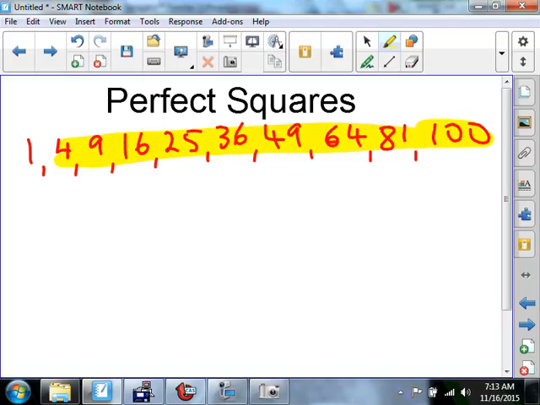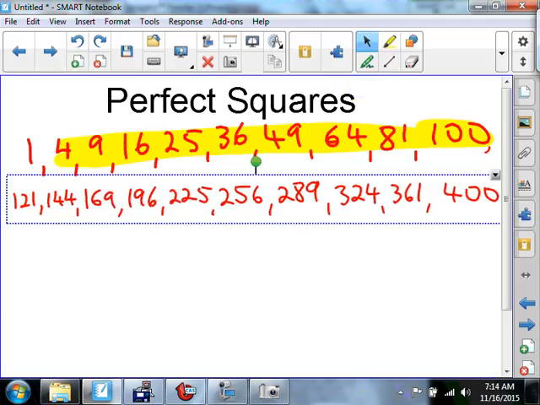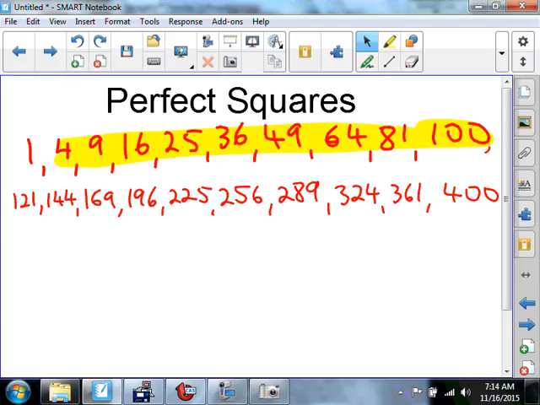Moving on to the next few perfect squares, then we've got 121, 144, 169, 196, 225, 256, 289, 324, 361, and 400. Those are the 20 that you're going to need to know for the test that's coming up soon, probably tomorrow. So it's real important that you can recognize those numbers.